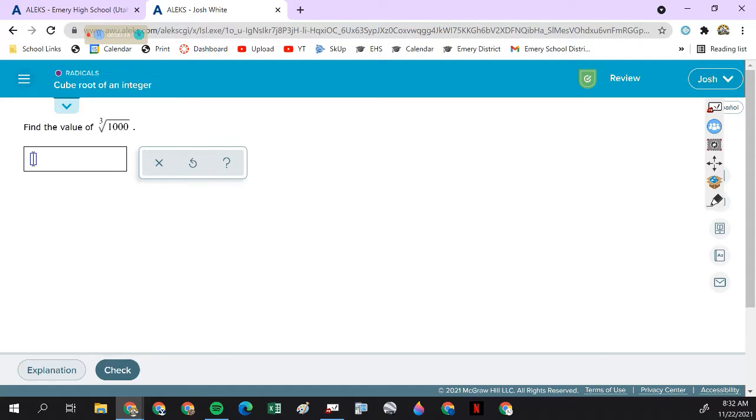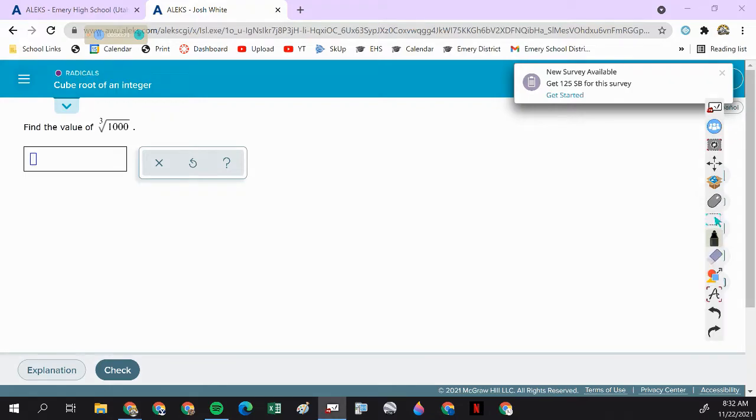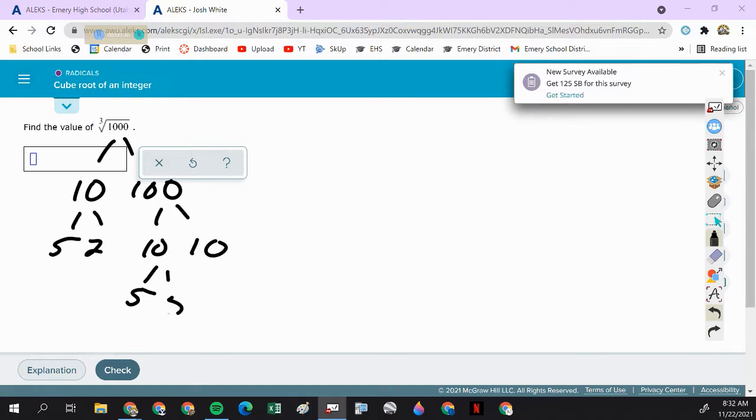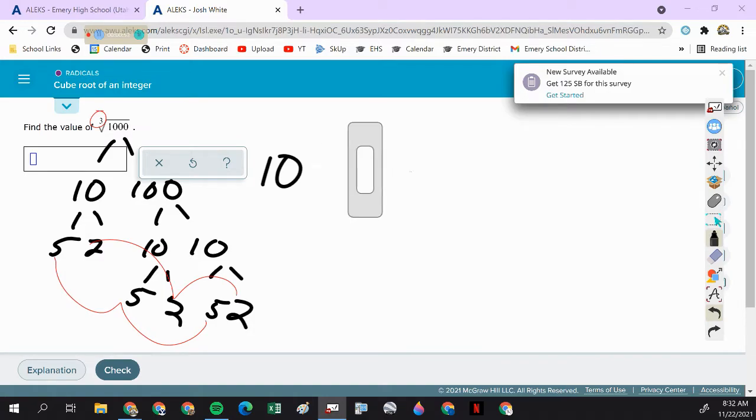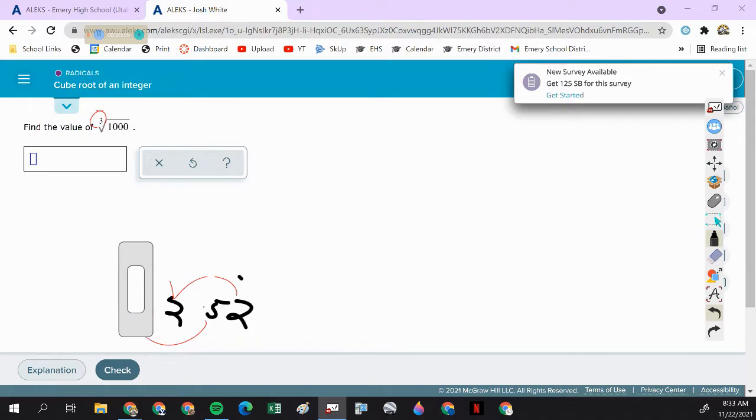Now, you might know that in your head. If not, then you just factor: 10 times 100, 5 and 2, 10 and 10, 5 and 2, 5 and 2. And then instead of looking for pairs like we do with square roots, we're looking for triplets. So we can bring out a set of 5s, we can bring out a set of 2s, and there's nothing left on the inside. So the outside is 5 times 2, which is 10, and then technically it's the root of 1, but we don't need to write that. So the cubed root of 1,000 is just 10. 10 times 10 times 10 is 1,000.